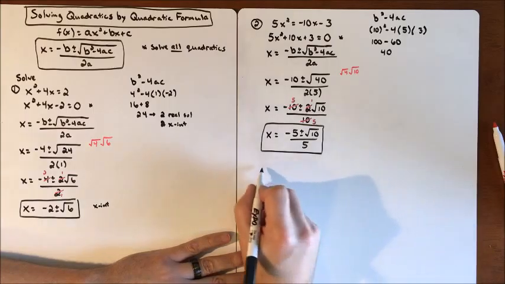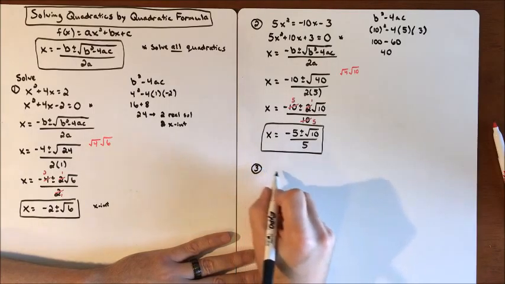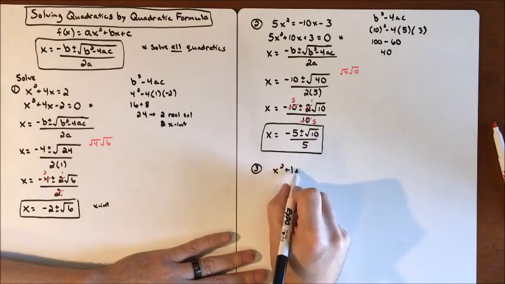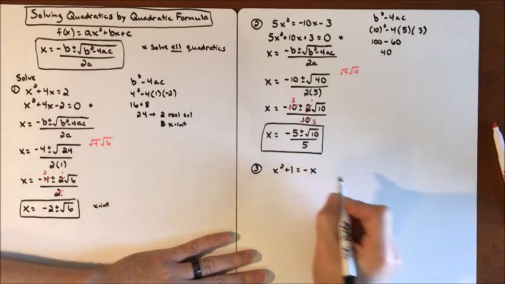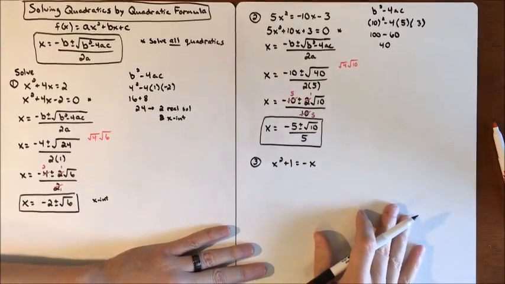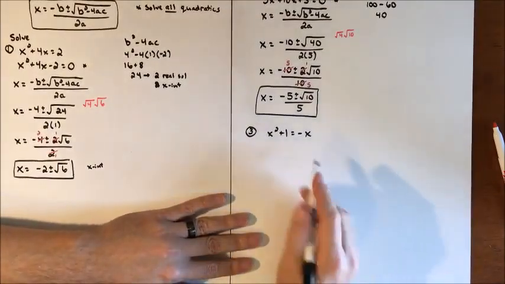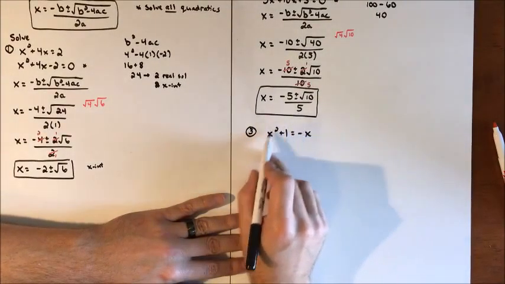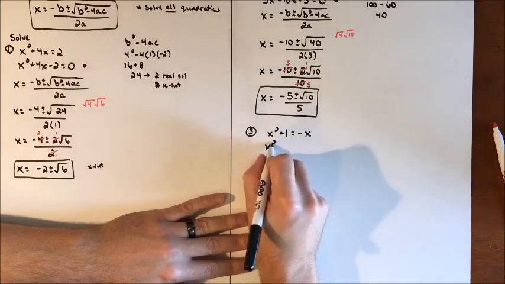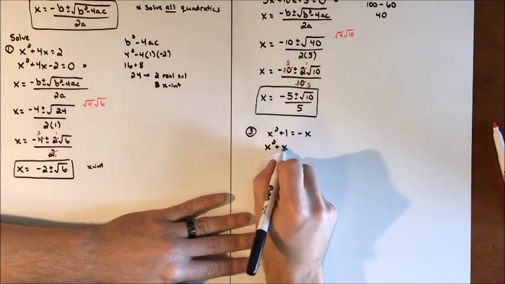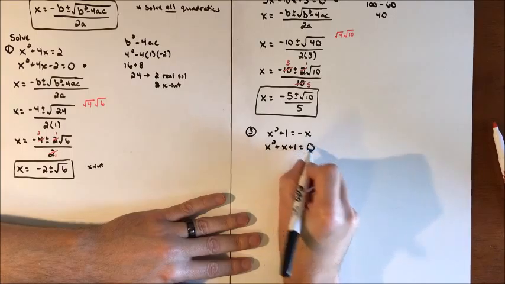All right, let's do one more. So if we have x squared plus 1 equals negative x. Again, I don't like it. We're going to need to rearrange it a little bit. Leave the x squared positive. We'll bump this piece over. So that's x squared. This would become a positive x plus 1 equals 0.